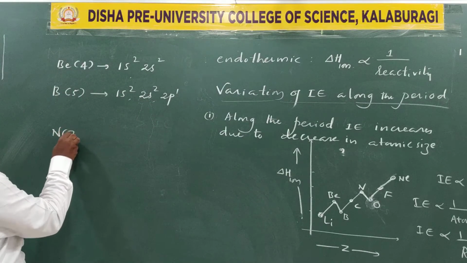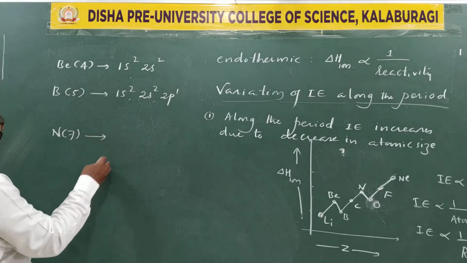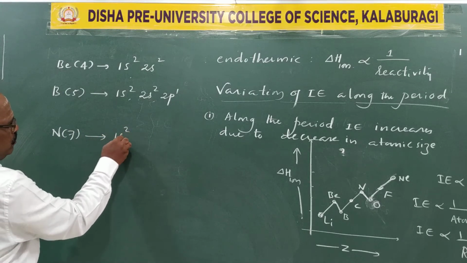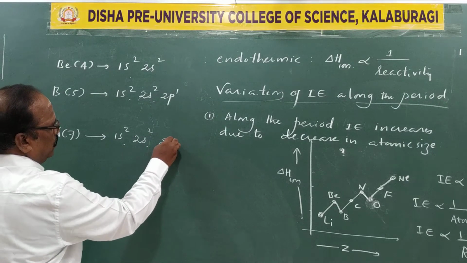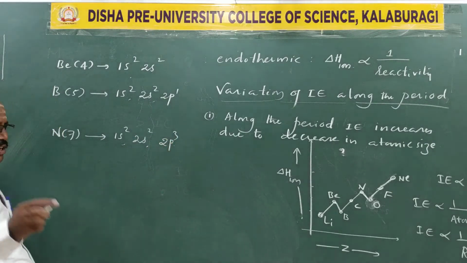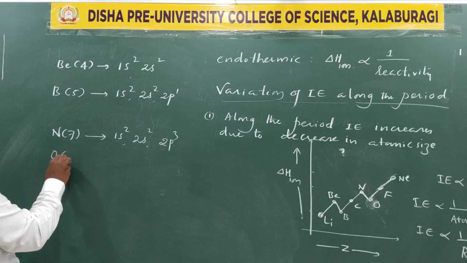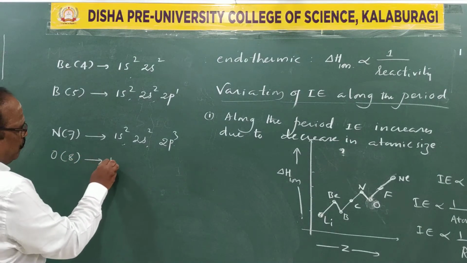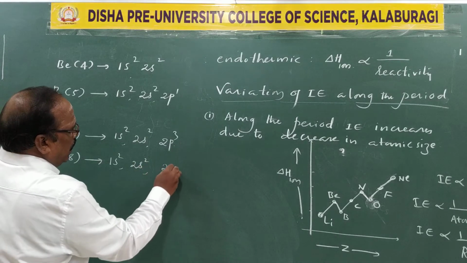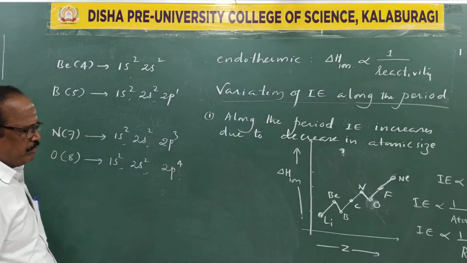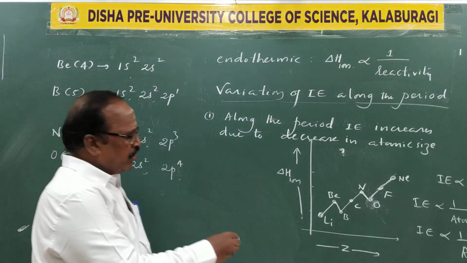Similarly, the nitrogen option is of this type. Nitrogen atomic number 7. We write 1s2, 2s2, 2p3, that is x1 y1 z1. Oxygen atomic number 8. We write as 1s2, 2s2, then 2p4. Look at the board, look at the graph.